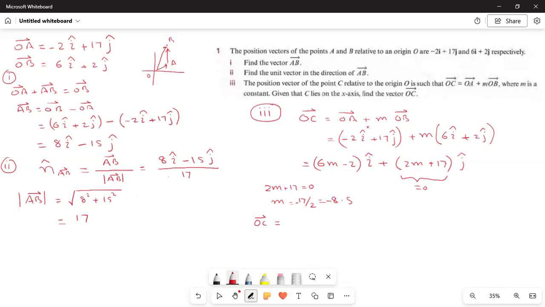OC is equal to 6 times m, which is minus 8.5, minus 2. So this whole thing will multiply with i. Of course, if I put m equal to minus 8.5, the j part all becomes 0, so there's no j, no need to calculate the j. If you calculate this thing, it comes out to be minus 53i. So this is our OC vector. That's this question. Hope you enjoyed this one. Thank you very much for watching. See you in the next video.